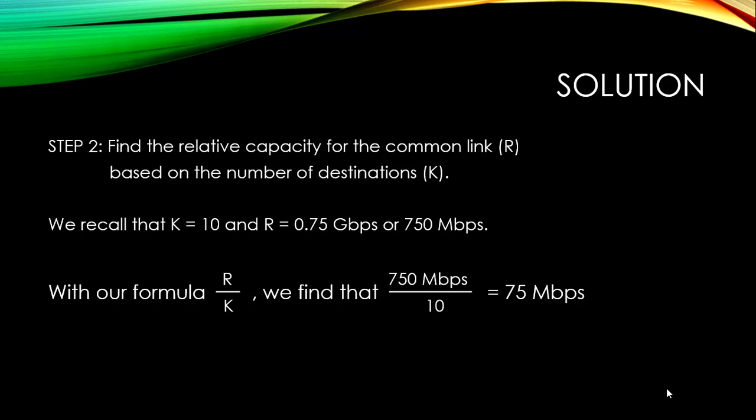For step 2, we were to find the relative capacity for the common link R based on the number of K destinations. This work also doesn't need to be repeated for problem 8. Again, we divided R over K, and we found that we got a value of 75 megabits per second.